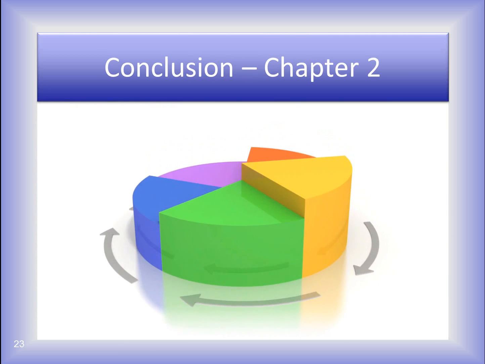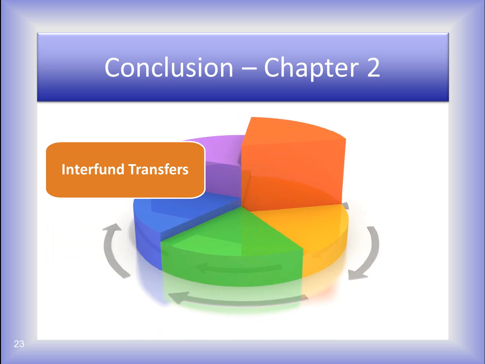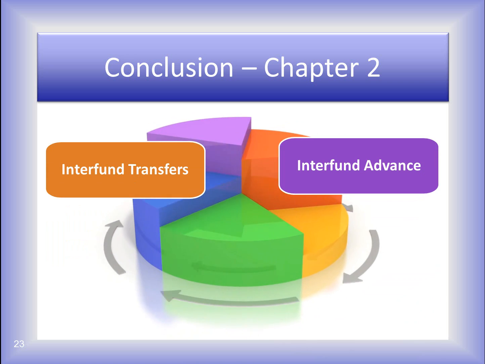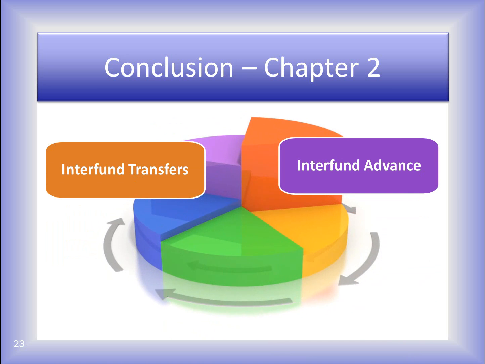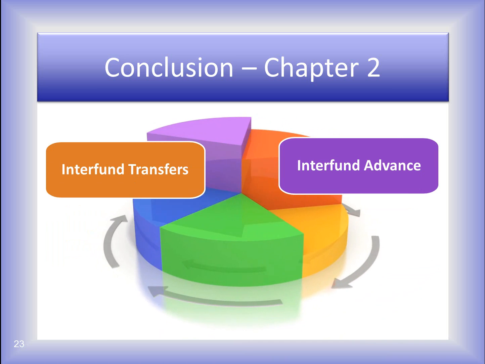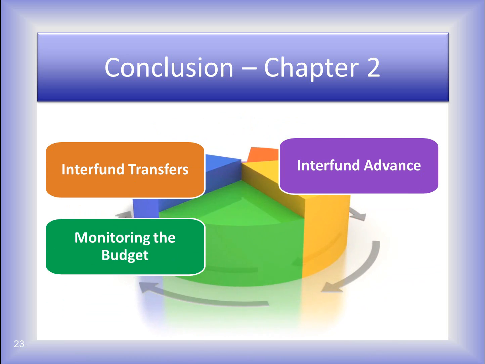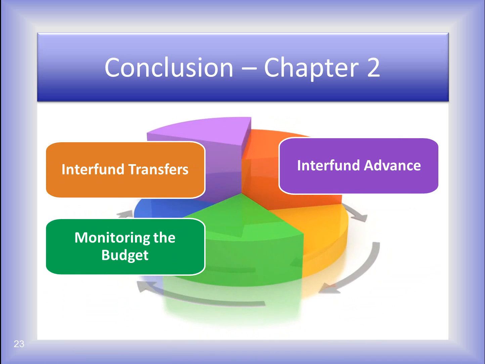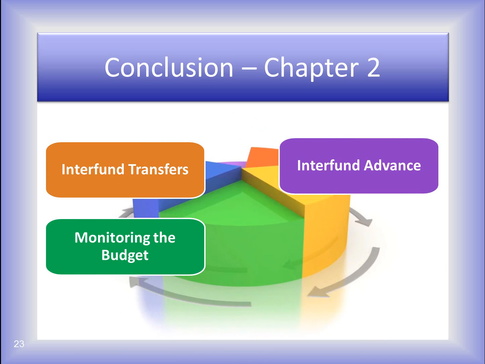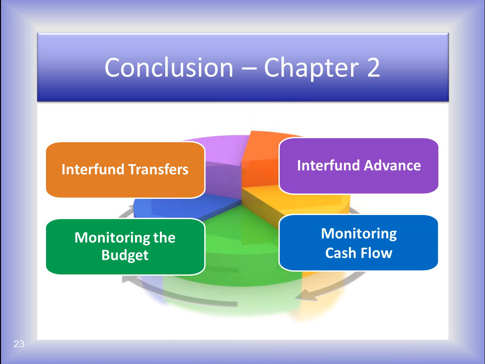In this chapter, you learned about interfund transfers, the permanent movement of cash between funds. It's a budgeted item. We learned about interfund advances, the temporary loan of cash between funds that must be paid back. It's not a budgeted item. We talked about monitoring the budget for revenue budget balances, purchase orders unspent balance, and the unencumbered appropriation balance. We also talked about monitoring the cash flow and keeping your governing board informed.